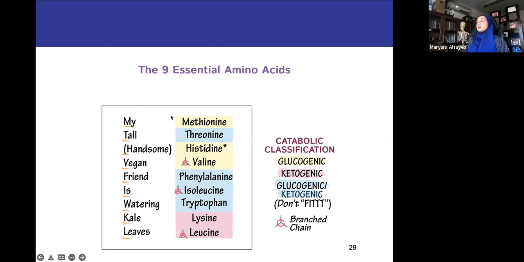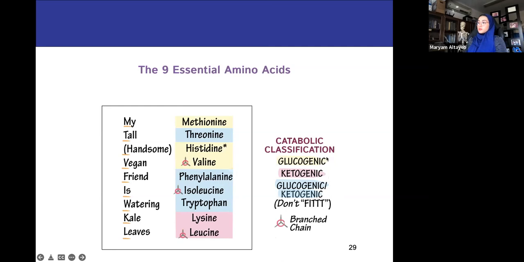The exclusively glucogenic ones are methionine, histidine, and valine. Methionine, histidine, and valine. And the ones that are both ketogenic and glucogenic, the mnemonic is don't fit. The F is really pH, so phenylalanine, isoleucine, tryptophan, threonine, and tyrosine. That's the extra T.